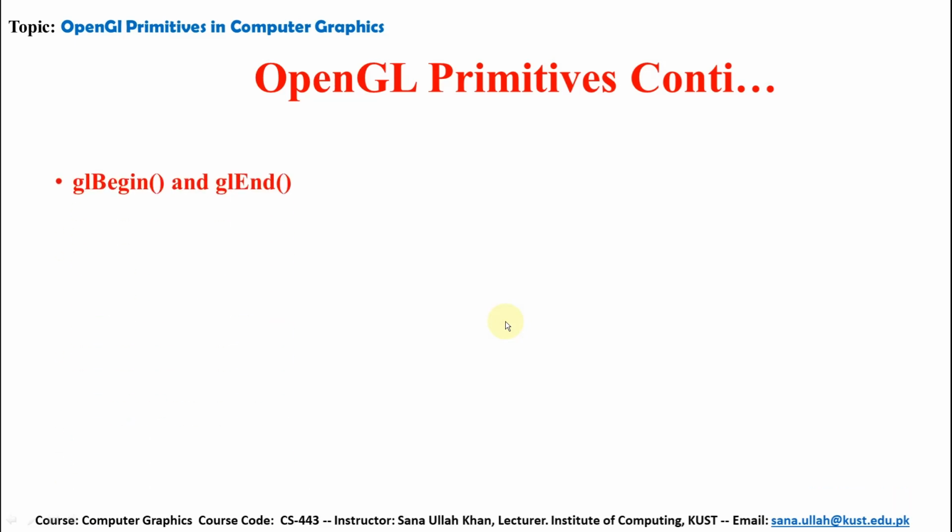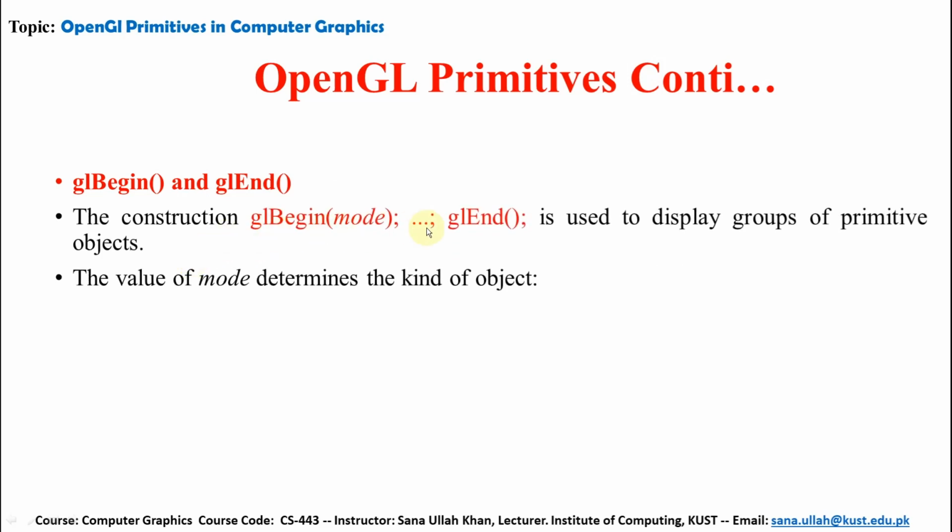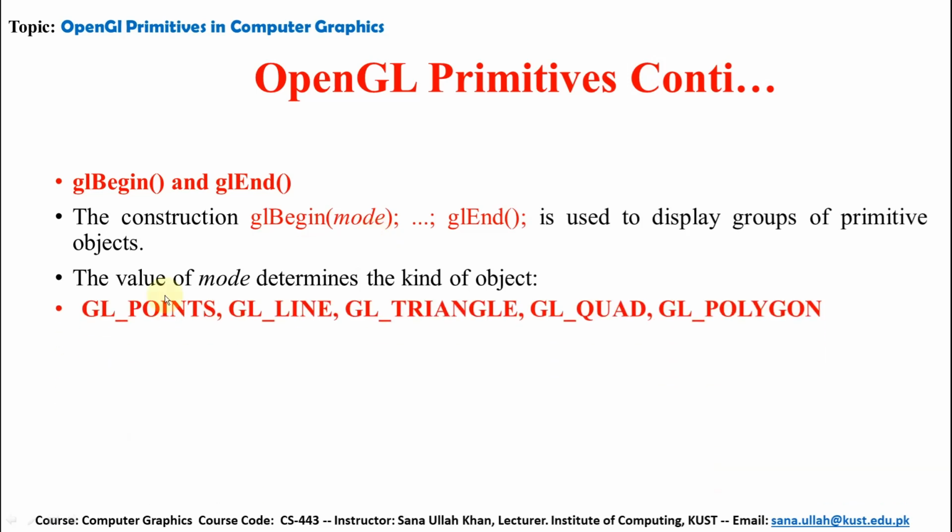So each and every primitive of OpenGL must start with glBegin and must end with glEnd. So glBegin with a mode and glEnd are used to display a group of primitive objects. The value of mode determines the kind of object, meaning if it is points, then it shows the points. If it is a line, then it shows the line. So GL points, GL lines, GL triangles, GL quads, polygon, etc. are all the modes of glBegin.